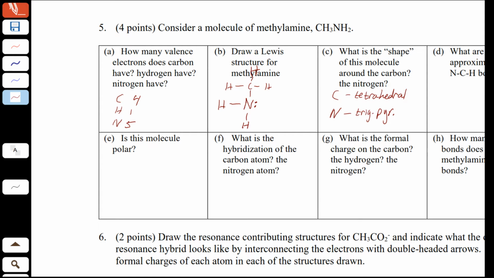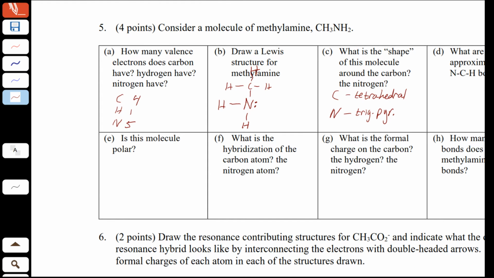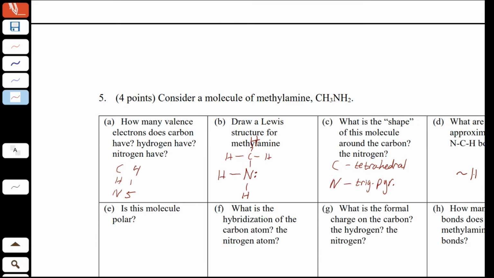So what are the approximate NCH bond angles? They should be about 110 degrees. So this molecule is polar. The carbon and the nitrogen are both sp3 hybridized. The formal charges are 0 on carbon, hydrogen, and nitrogen. And methylamine would have 6 sigma bonds and no pi bonds. Any questions about any of those?